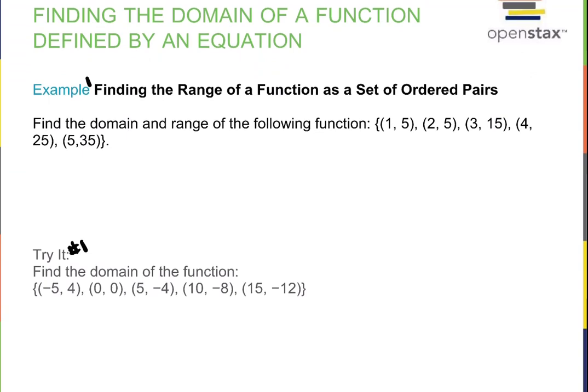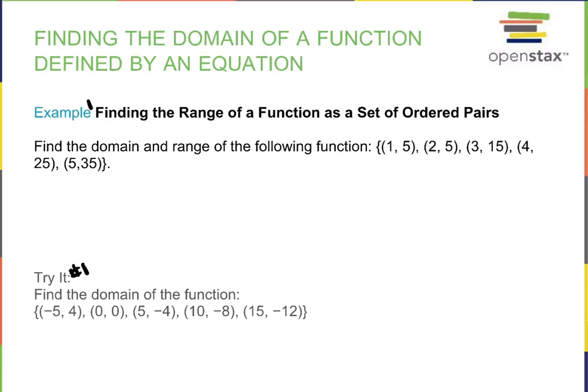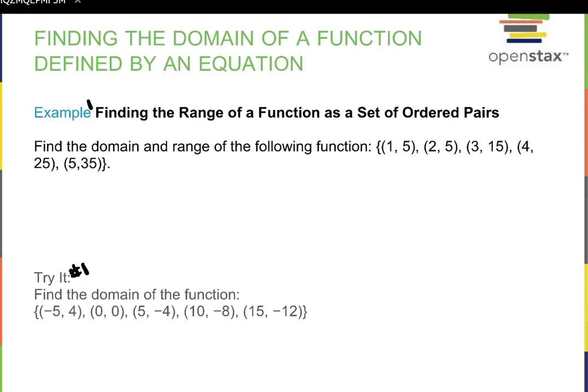Okay, so example 1, let's do a review. Finding the range of a function as a set of ordered pairs, and finding the domain as well. So find the domain and range of the following function. You guys have already learned this in a previous video, so why don't you hit pause and write out the domain, write out the range, and then when you're finished, unpause the video and we will go over what those are. Okay, so hopefully you've worked through this.